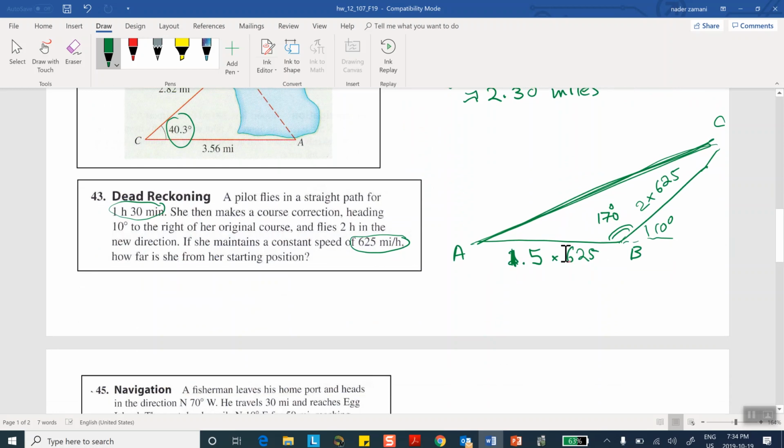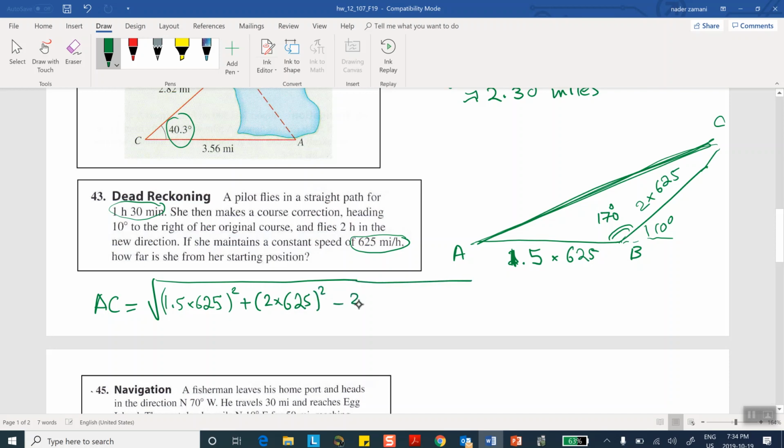Let me go down here. AC is equal to the square root of 1.5 times 625 squared, plus 2 times 625 squared, minus 2 times 1.5 times 625, that's the distance, right, times 2 times 625, times the cosine of 170 degrees.